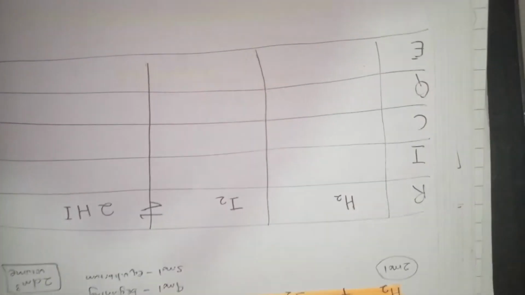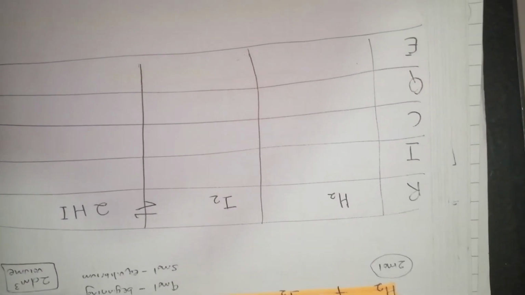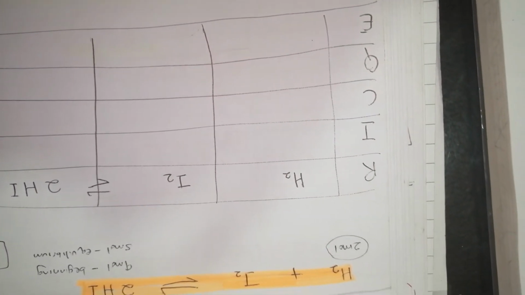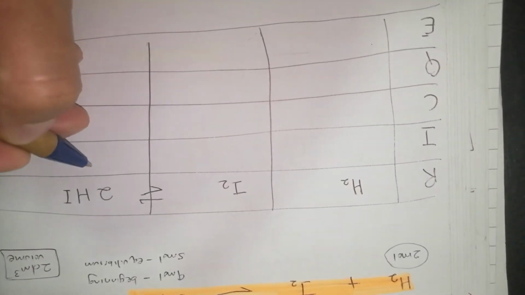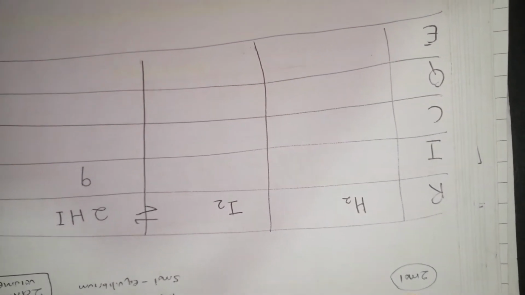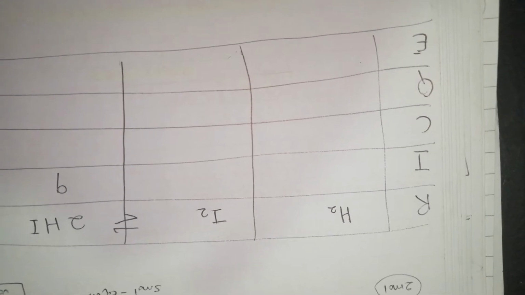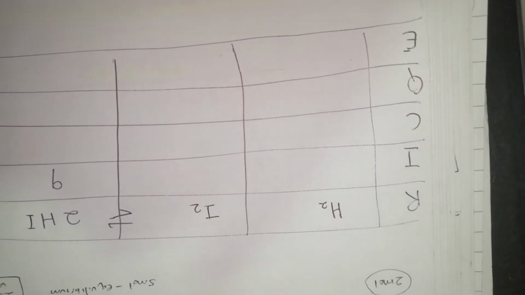Okay, so let's start with I, the initial moles. Now initially they told us that you have 9 moles of HI. So I'm going to fill here a 9. Then they also told us that you have 2 moles of H2.